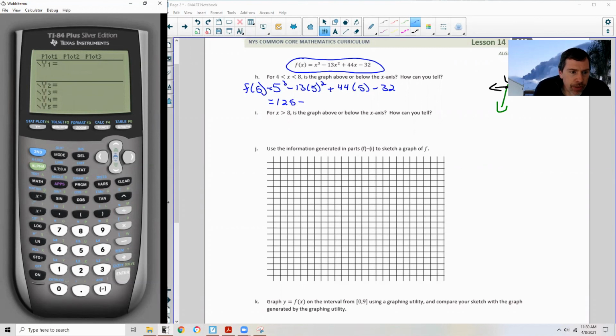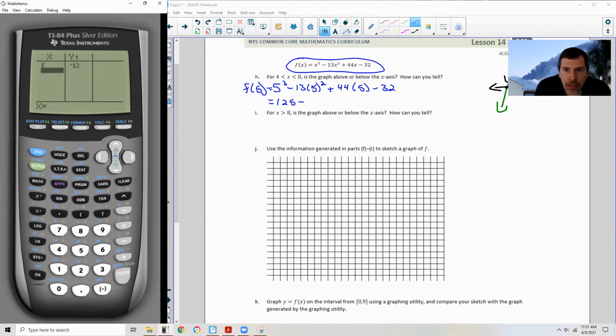All right, start over, x math 3 minus 13x squared plus 44x minus 32. And now I'm going to go to my table set right here. Second window gets us to table set, and I want to make sure it's set to ask. Then I go second table, which is graph, and usually it's blank. And I want to check 5, f of 5. So I put 5 in here and I hit enter.